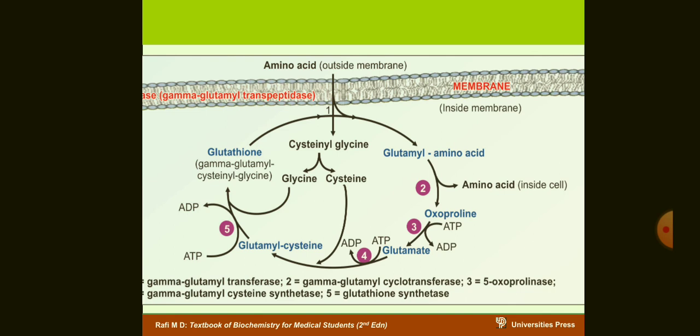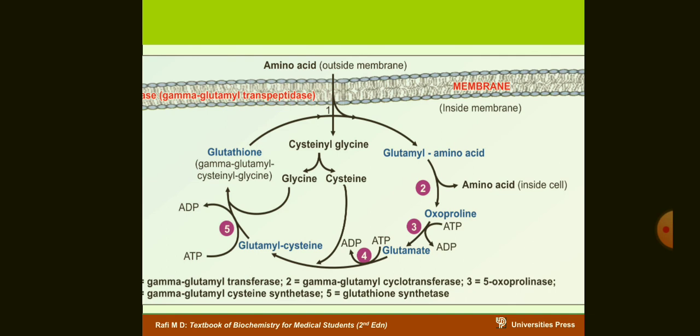One is cysteine glycine and another is glutamyl cysteine. Thereby, this cycle goes on. That is, cysteine glycine will combine with one amino acid, forming this tetrapeptide that will split into two dipeptides, cysteine glycine and glutamyl amino acid. Cysteine glycine will give glycine plus cysteine. The glutamyl amino acid is hydrolyzed into amino acid plus oxoproline.